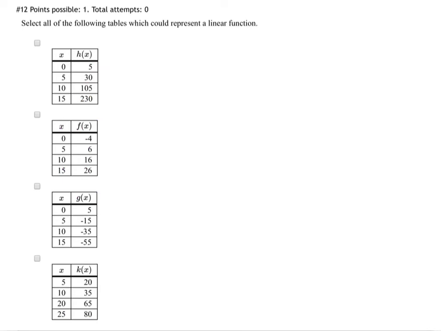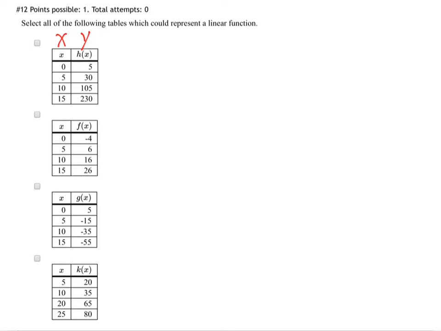All right, let's go on to number 12. Select all of the following tables which could represent a linear function. Now, how can you look at a table and know whether it would be a linear function or not? Well, you gotta look at what's happening. Remember, because this is x and y. Remember, function values are y values? So it's x, y.